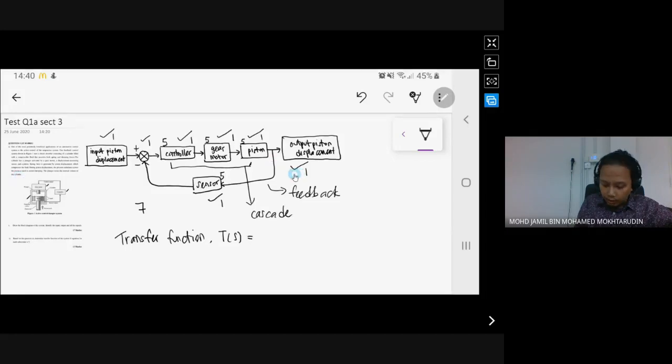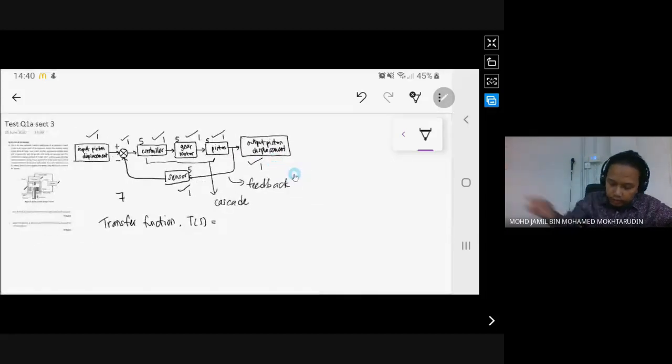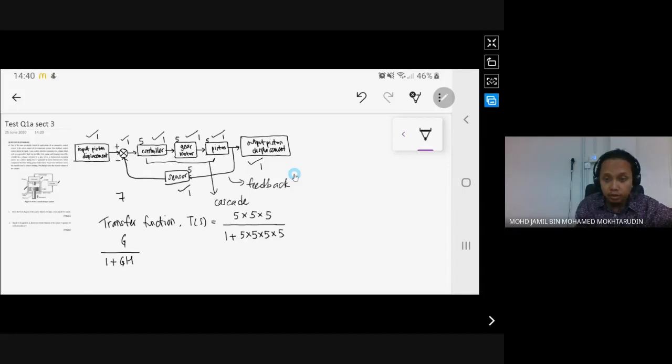Okay, so you can straight away calculate the transfer function T(s) equals, so the top one is cascade, so 5 times 5 times 5 divided by 1 plus 5 times 5 times 5 times 5. So you know that for feedback you have this formula, G divided by 1 plus G times H.